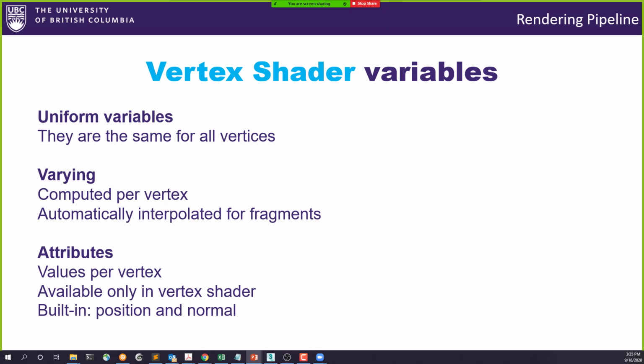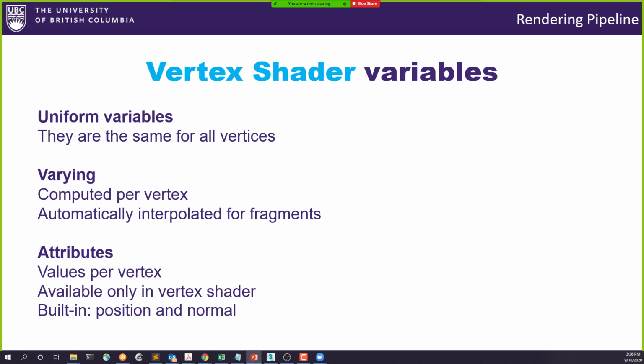Then there are the attributes. So attributes are also user-defined variables that you can send to your GPU, to your vertex shader. The difference between attributes and uniforms is that uniforms are variables that are global, right? They have exactly the same value for all vertices. But the values on attributes are actually per vertex. And there are at least two built-in attributes that are already in your vertex shader and you don't need to declare or anything, which are the position and normal, right?